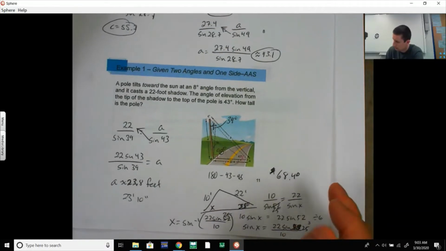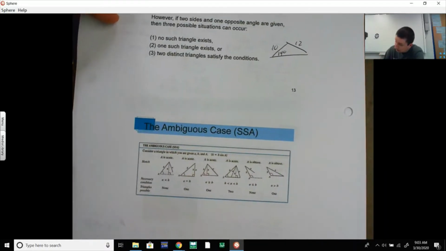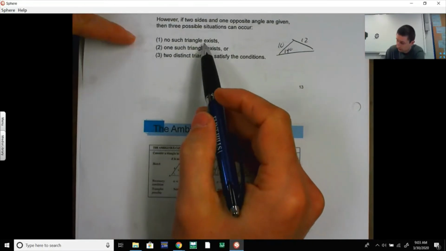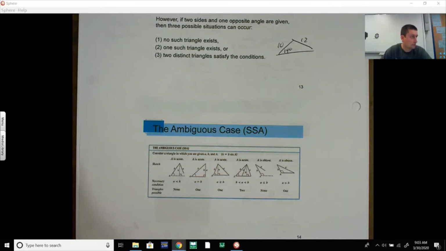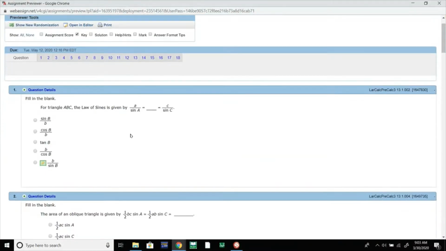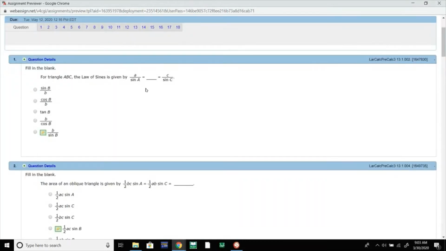I should have done an angle-side-angle or something like that. With side-side angle, either no such triangle exists, or they're going to give you 3 different situations. So that's where you'd have to watch out for this on the assignment. Okay, there's the definition of the law of sines.